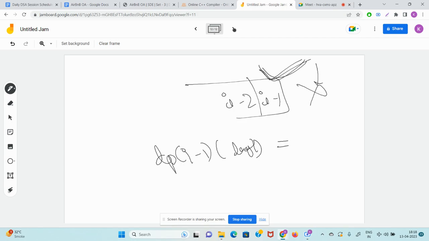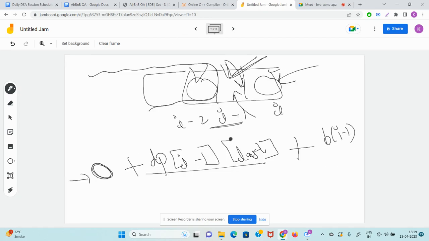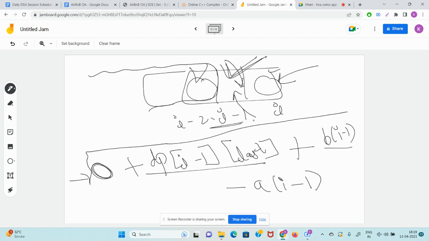So the cost was what? A of I minus 1 plus maximum of this much part, right? It means you were adding A of I minus 1. But now you don't need to add A of I minus 1, because now you are adding B of I minus 1, considering this case. So the answer is 0 plus dp I minus 1 last plus B of I minus 1 minus A of I minus 1. देखा कितना कॉम्प्लिकेटेड है. अगर बंदा ध्यान से नहीं सोचे, कभी जिंदगी में उसको ये नहीं आएगा.